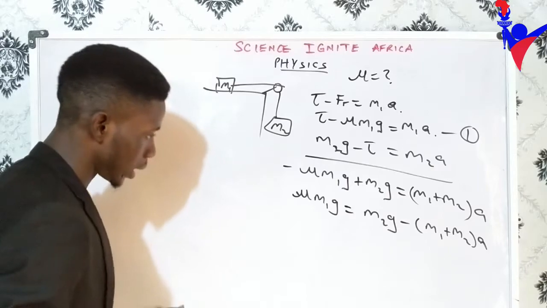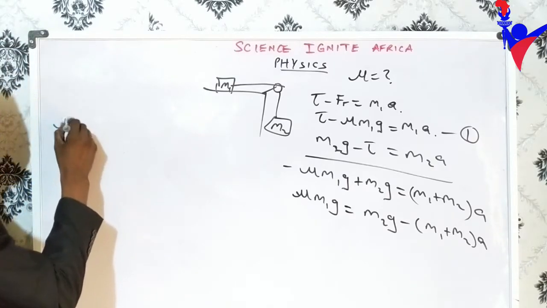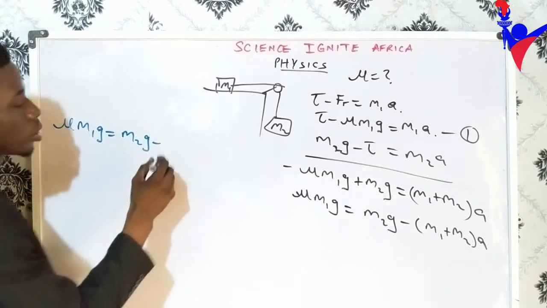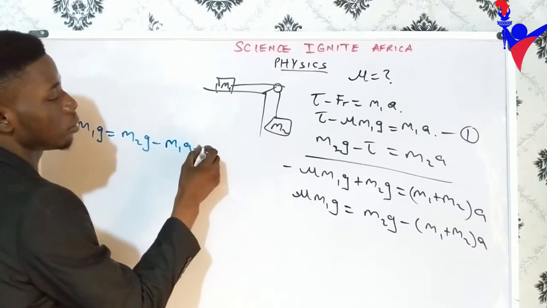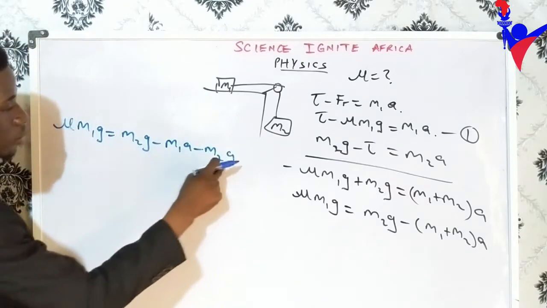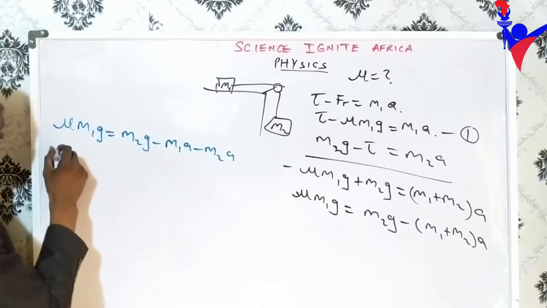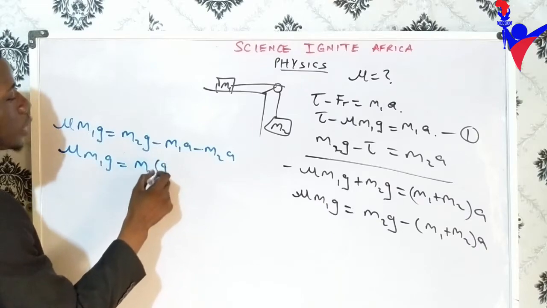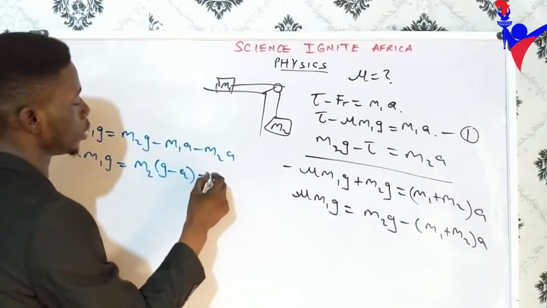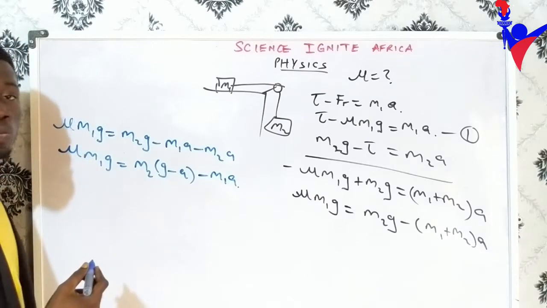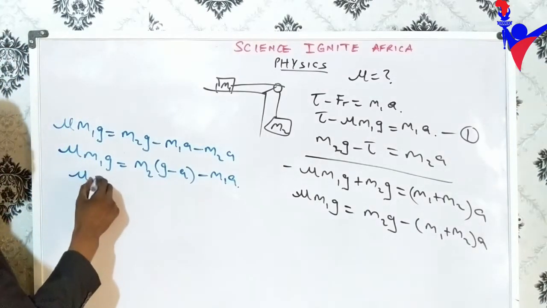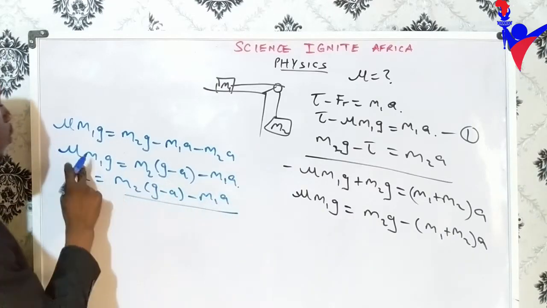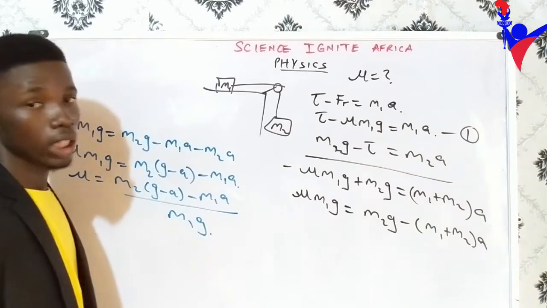Now, this implies that mu M1G equals M2G minus M1A minus M2A, and I think M2 is common here, so we have mu M1G equals M2 in bracket G minus A, then minus M1A. Since I'm looking for mu, it will be M2 times G minus A, minus M1A, over M1G. That's what mu will be.